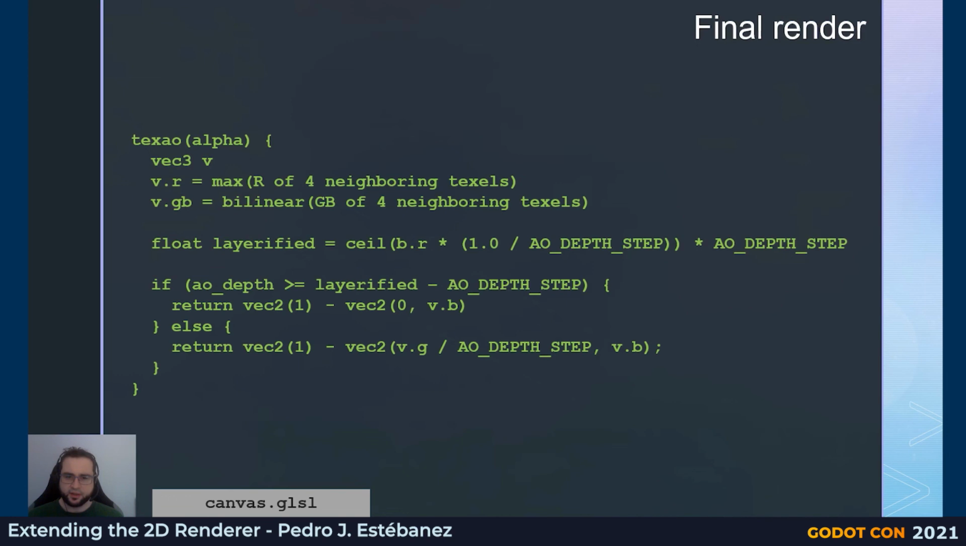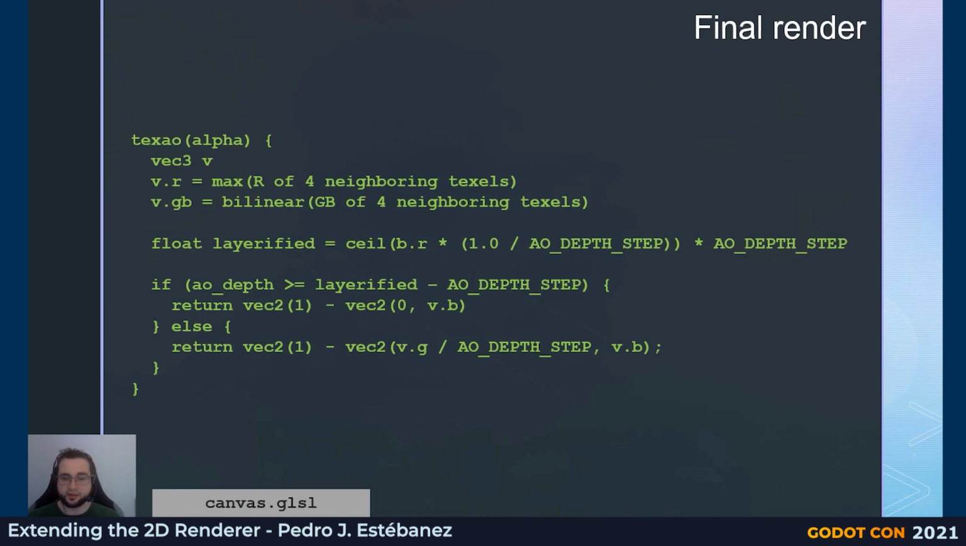We're going to see now a function that has been added to the Godot canvas shader in a way that it's available for user canvas shaders, which is the one that resolves the AO value for each pixel on a sprite, tile, or whatever. This function will be sampling the AO buffer and will use the alpha of the current pixel of the current element, as well as the AO depth value of the current element. With all that information, it will be able to resolve overlapping and therefore shadowing.